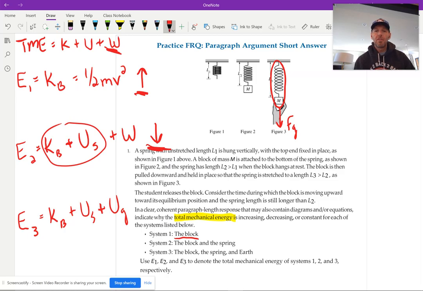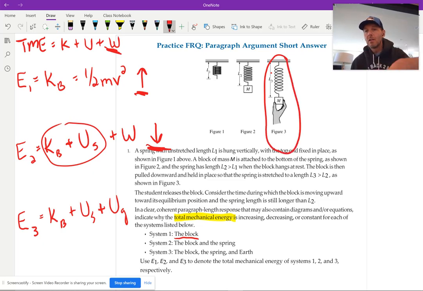What about the third example? So the third example is, remember the hand's not included in this because we've already let go of it. So we have the earth, we have the block, and we have the spring. So that encompasses all of these energies. There is no outside force on the system then, right? Everything else is an internal force. So no outside forces, it's going to be constant. No work is being done on the system. So the energy is constant in the third system.